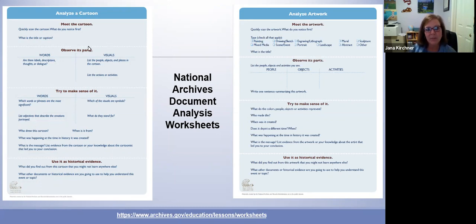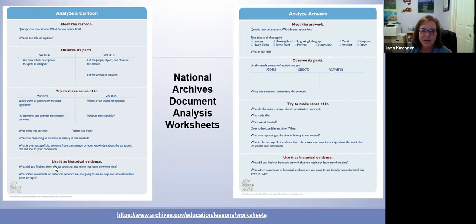What pictures are in it? And then you observe its parts. So you take the next step, list all the things you see, the people, the objects. And then I like this part too. Try to make sense of it. So here's where we go to meaning and making inferences. Who do we think drew it? What do you think their perspective was? Is there any clue in this that tells us what time in history this might have been created, in our political cartoon? Because you all know those are tough for students to be able to tackle. Or here, what about this artwork? Is it a different time period? Are there any clues to that?